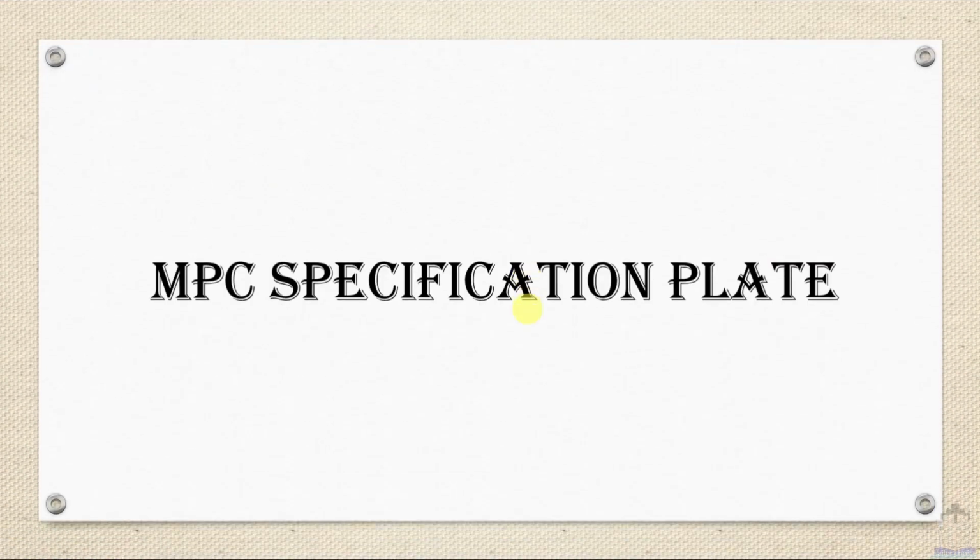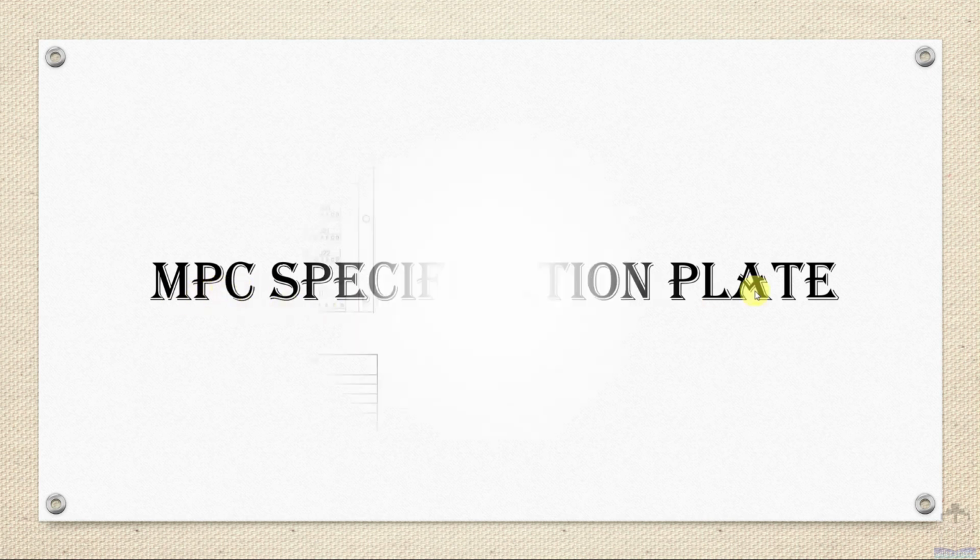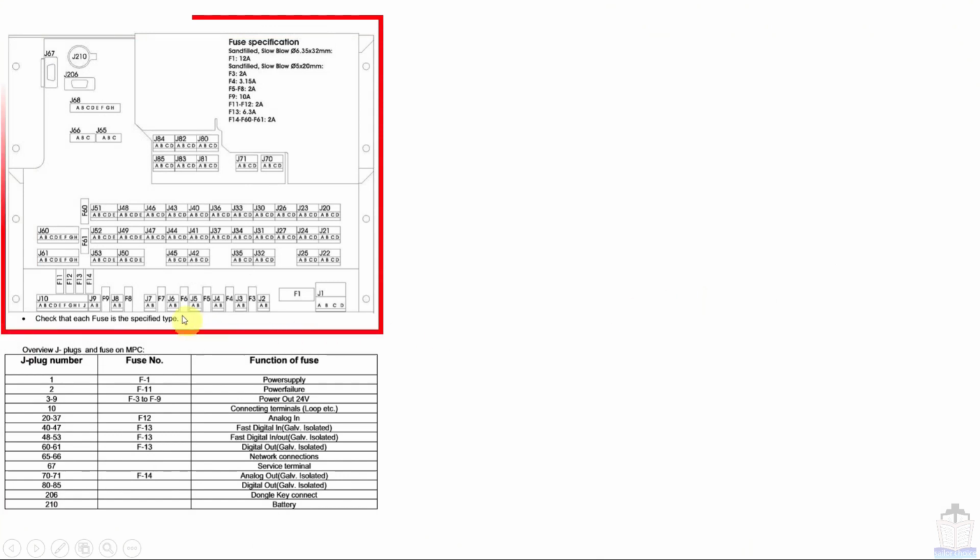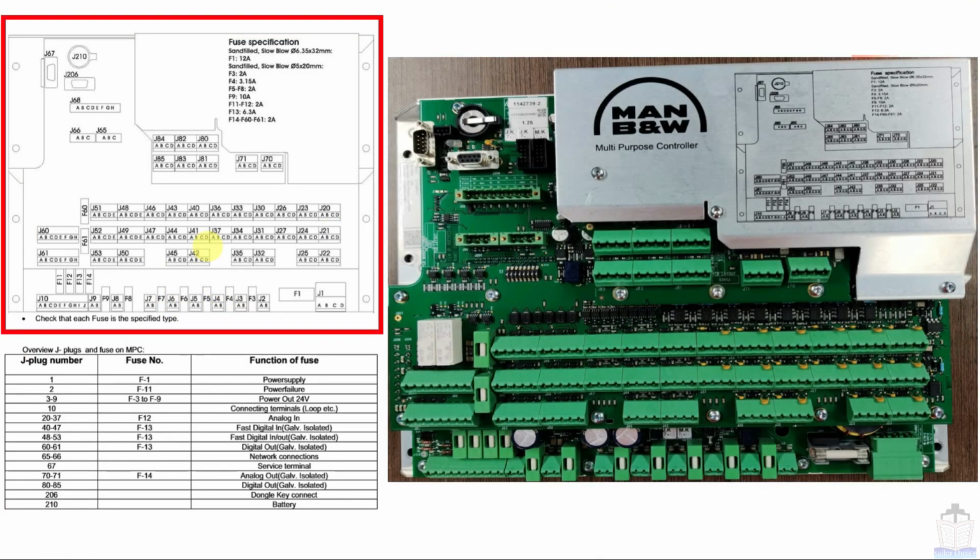Now moving to our next topic, that is a MPC specification plate. This is MPC specification plate. Here the same thing on MPC. So this specification plate basically tell about the position of channels, that where are they located, and about fuses. It also tell about the rating of the fuses. You can see here that F1 is 12 ampere, F5 to F8 2 ampere, like that.